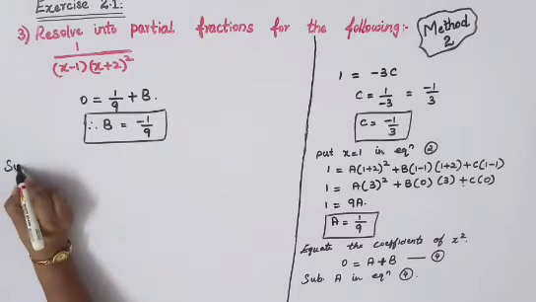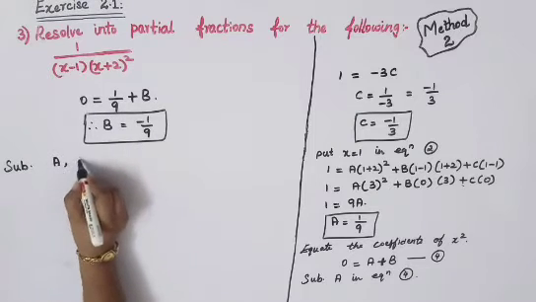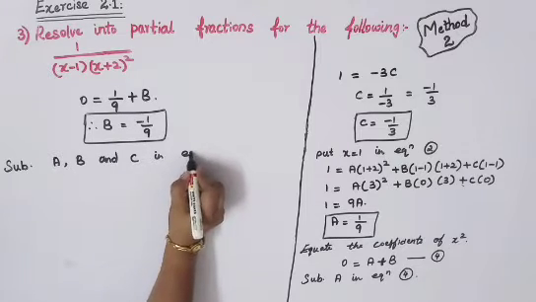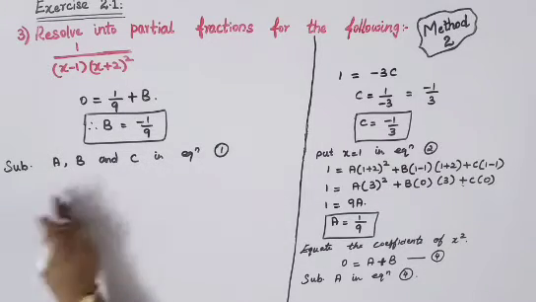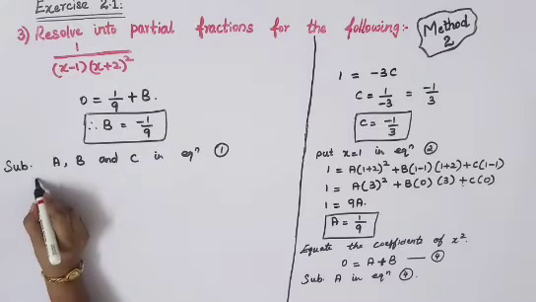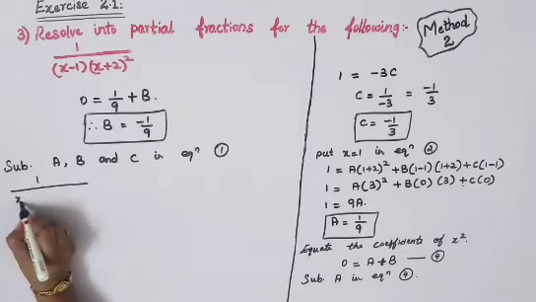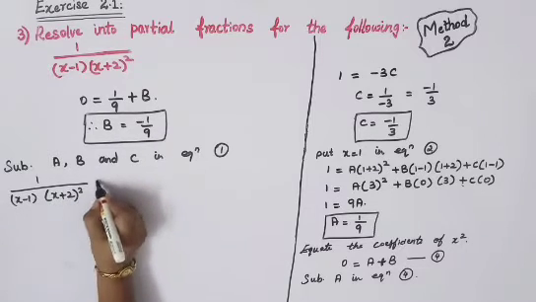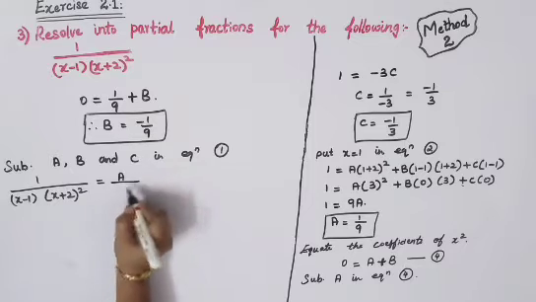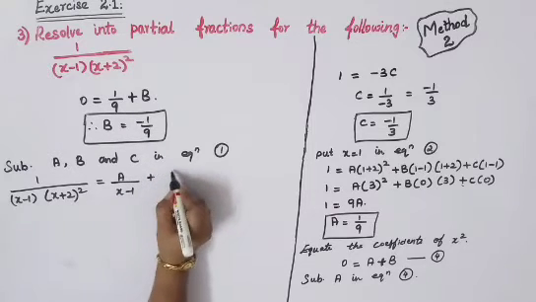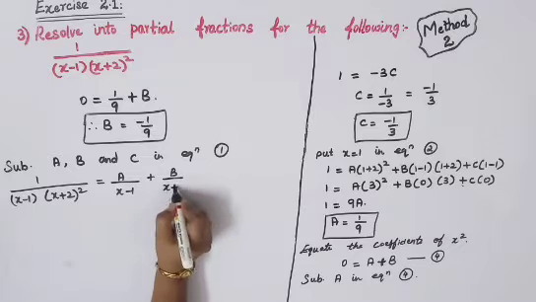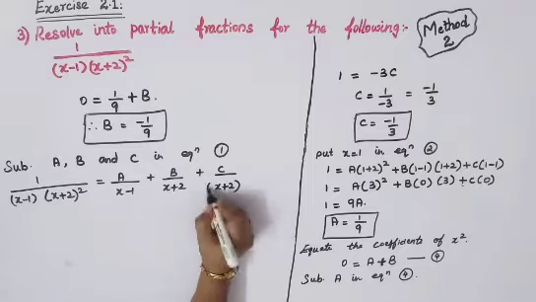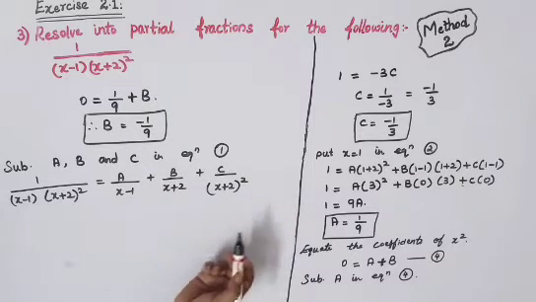So substituting a, b and c in equation 1. We have got all the three values. So substitute in your equation 1. I'll just write the equation 1 here. 1 divided by x minus 1 into x plus 2 the whole square is equal to a divided by x minus 1 plus b divided by x plus 2 plus c divided by x plus 2 the whole square. So in the place of a, b and c, we will have to give the values now.